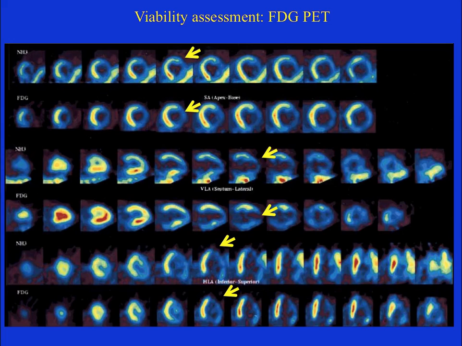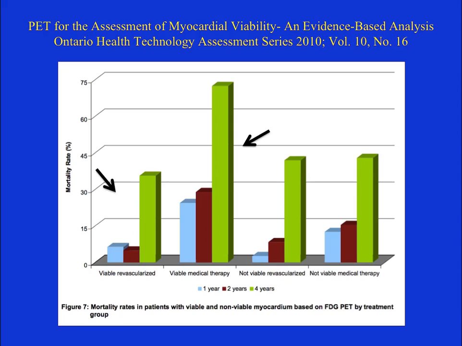Now we have another patient who has resting hypoperfusion or no perfusion in the lateral wall and the infralateral wall here, and the FDG PET scan also shows no uptake in the corresponding area. So this is the matched perfusion metabolism defect. And these patients will not improve even if revascularization is done.